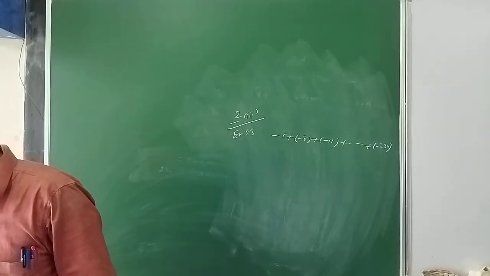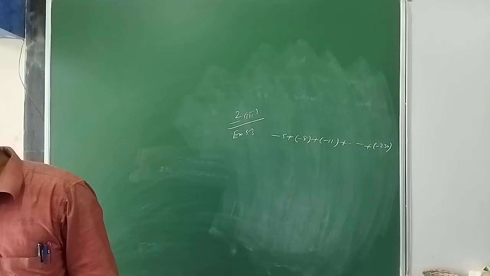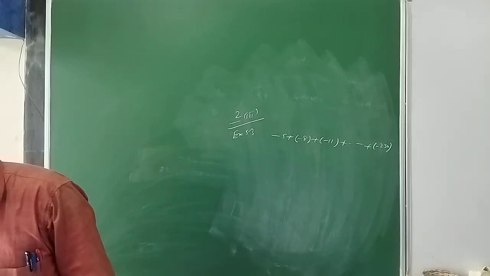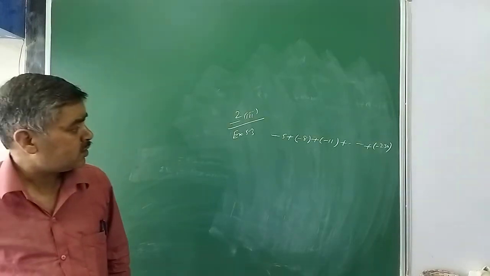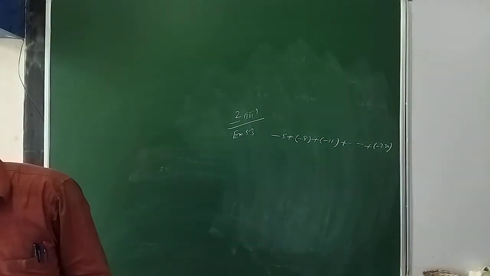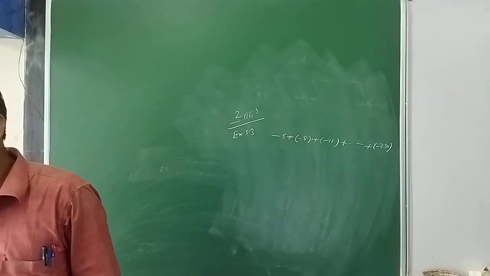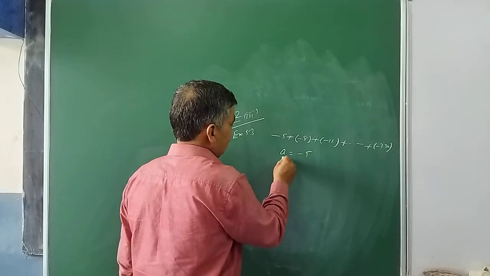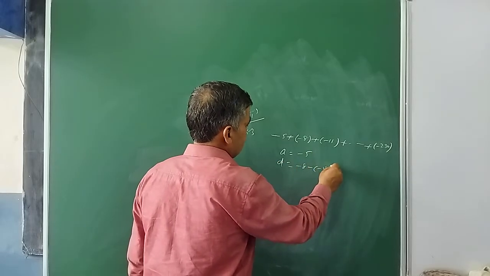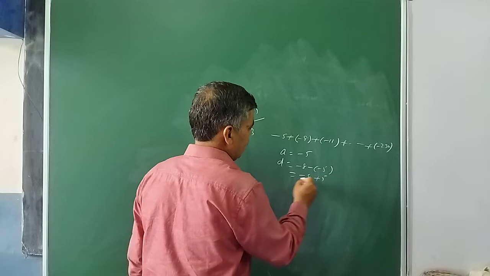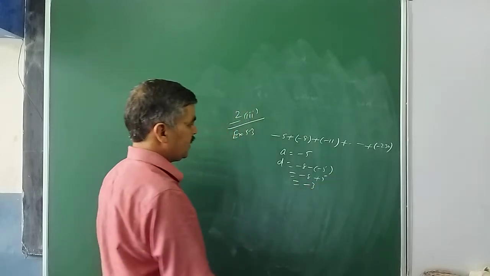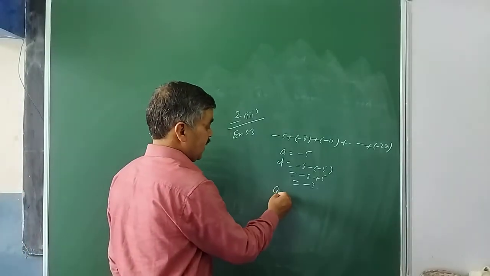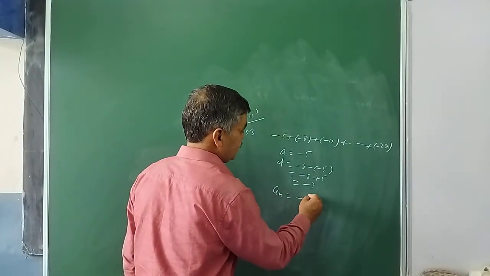So you can see here a is equal to minus 5. This is minus 5 plus minus 8. So a is equal to minus 5, and d is equal to minus 8 minus, minus 5, that is minus 8 plus 5, which is equal to minus 3. So we have a and d. Now n is not directly given. Here this is given: an is equal to minus 230.